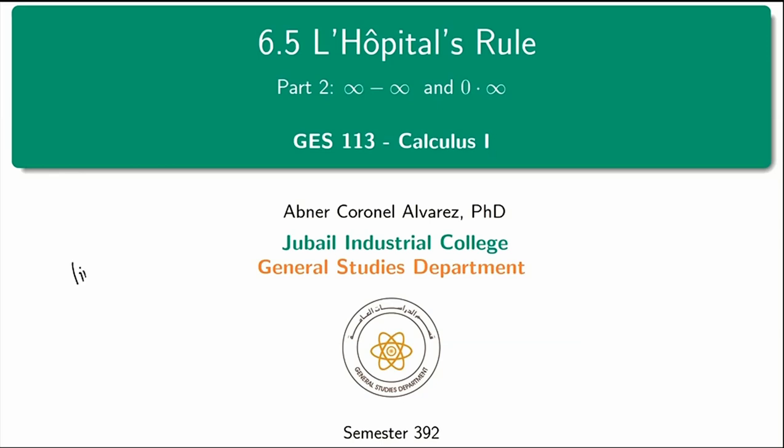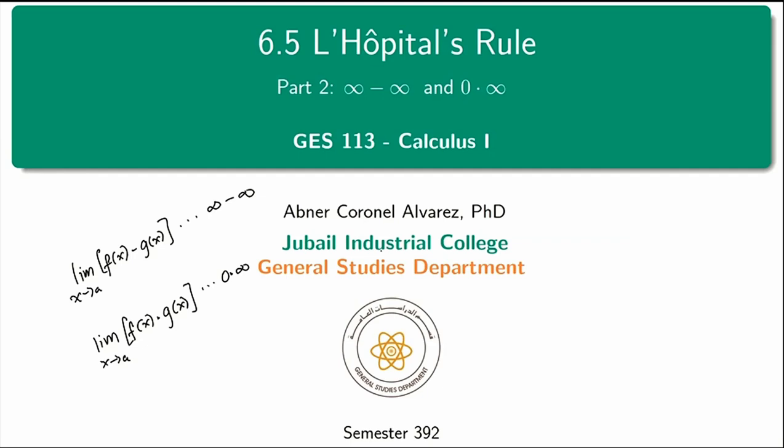Consider now the limit of f of x minus g of x as x approaches a, and suppose initial substitution gives infinity minus infinity. And another case wherein you have the limit of f of x times g of x as x approaches a, and suppose initial substitution gives you 0 multiplied by infinity. Take note, L'Hopital's rule only works for 0 over 0 or infinity over infinity.